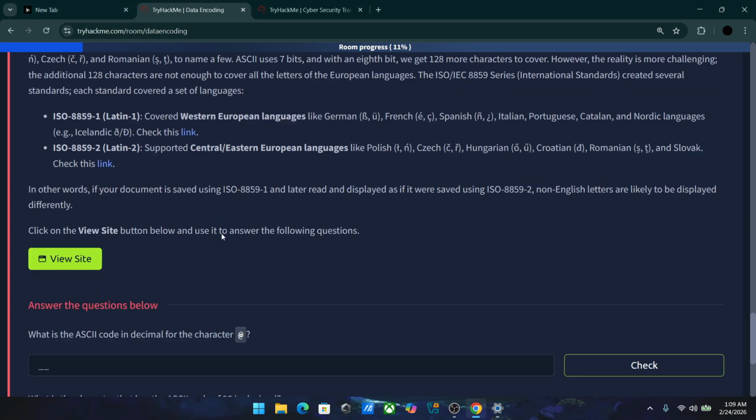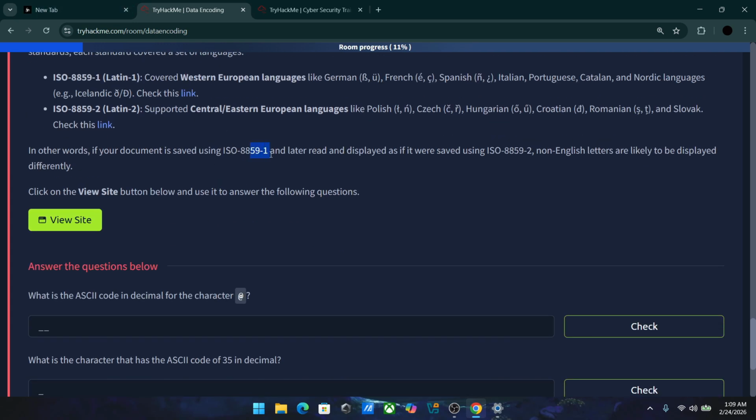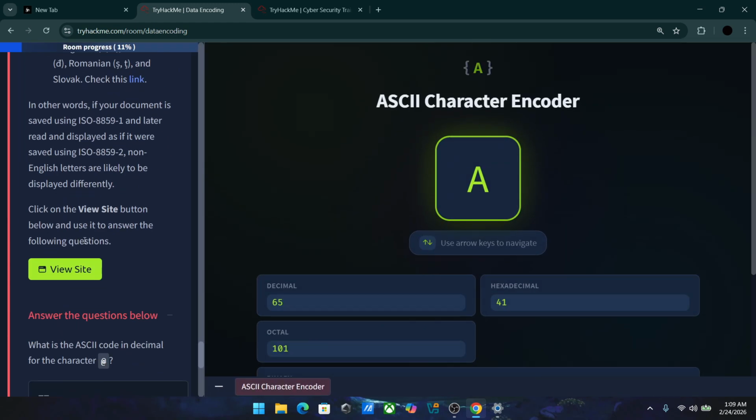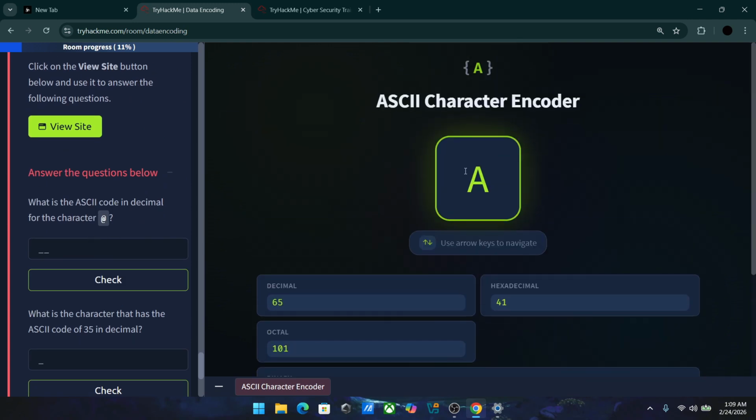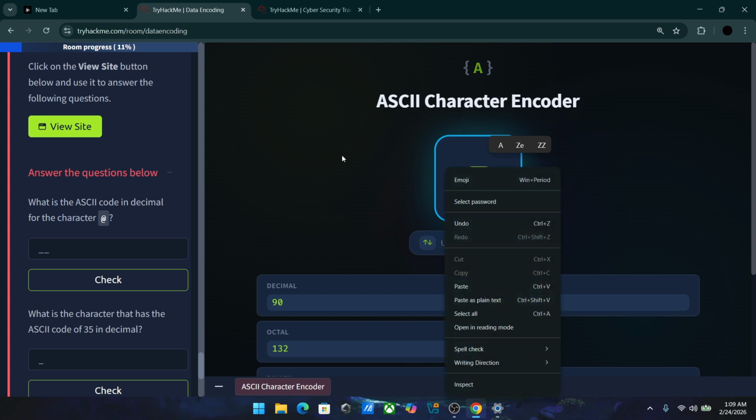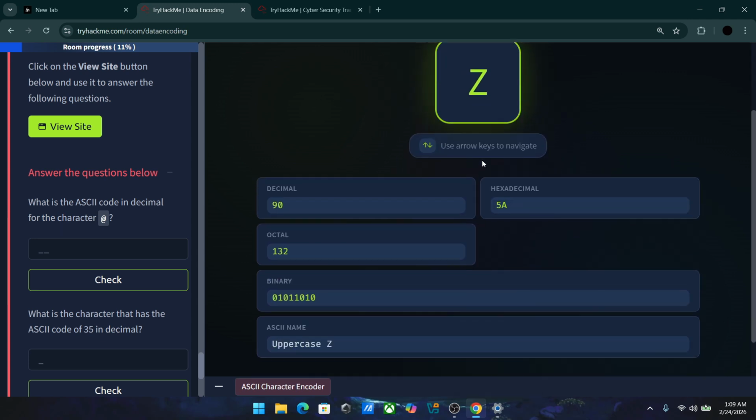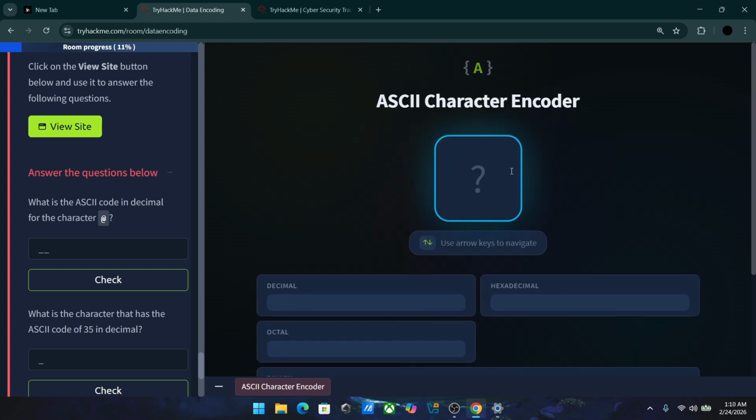In other words, if your document is saved using Latin 1 and later read and displayed as if it was saved using ISO 8859-2, non-English letters are likely to be displayed differently. Wow, that was interesting. This is how ASCII is used. Let's see. We cannot type only one word. All right. ASCII, that is very good. Let's go with that.